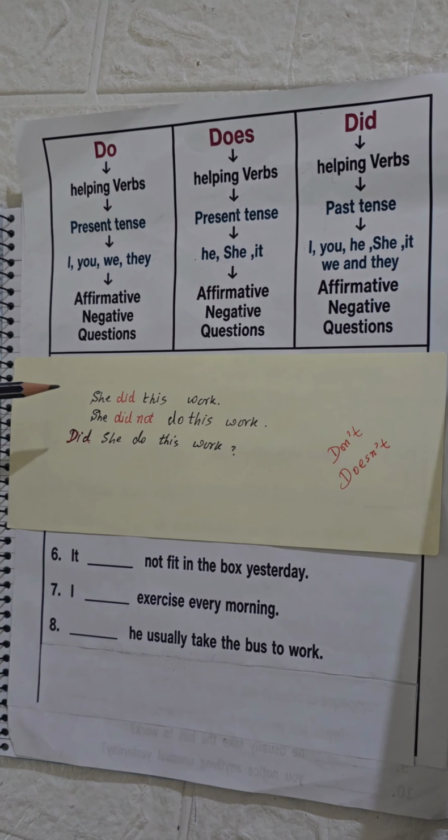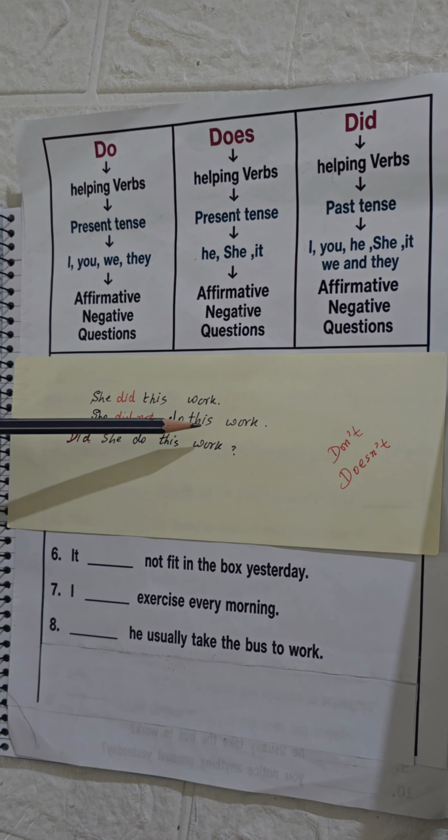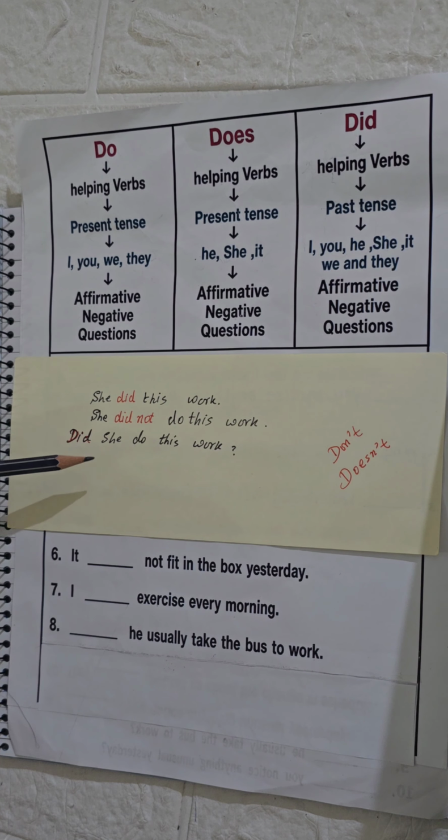For example, she did this work. This is a very simple affirmative sentence. You can change it into a negative by using not after did. Now the sentence will be like this: she did not do this work. To convert it into a question, we can ask it like this: did she do this work? Now, as you have understood these three terms, let's complete the sentences by using do, does, and did.